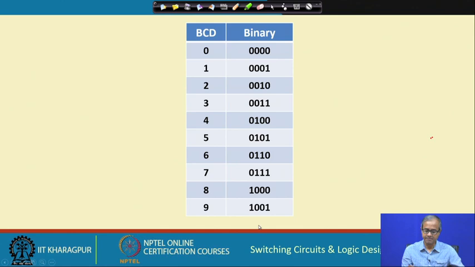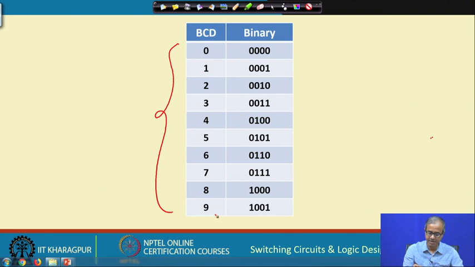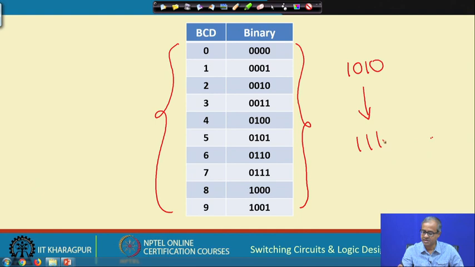Here you see the 10 decimal digits, 0 to 9, and their corresponding 4-bit binary equivalents. As I said, the remaining 6 combinations, from 1010 up to 1111, are not used in this case. This is something you have to remember.